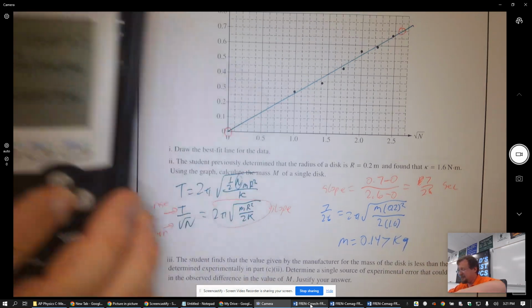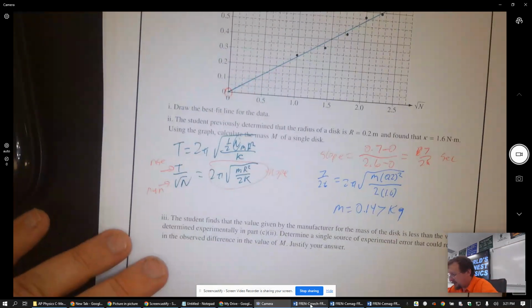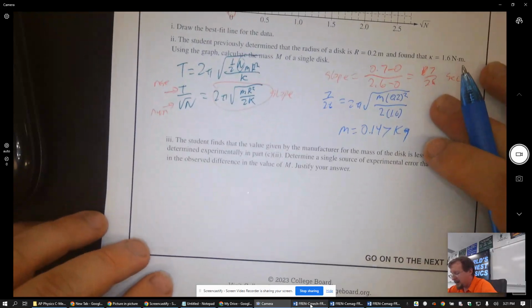You know what? There's scales. They're pretty cheap at Harbor Freight Tools. Just put the disc on a scale, man.